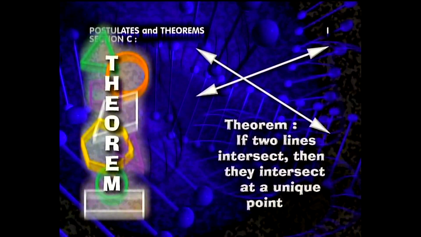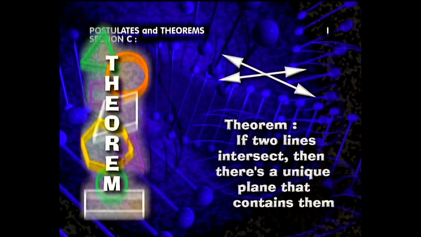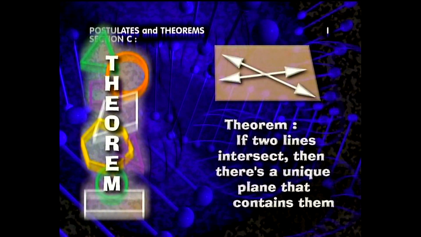If 2 lines intersect, then they intersect at a unique point. Theorem. If 2 lines intersect, then there's a unique plane that contains them. Theorem.